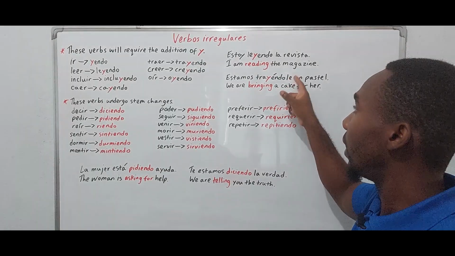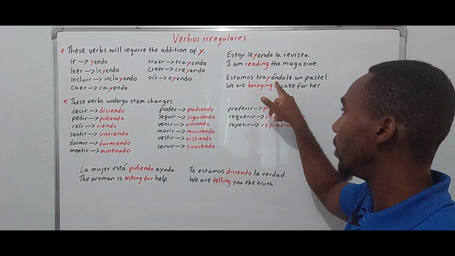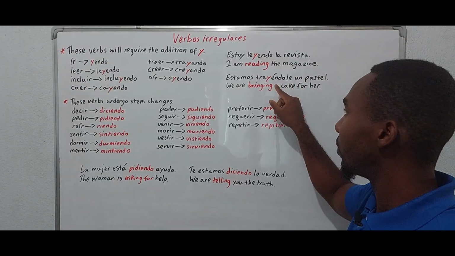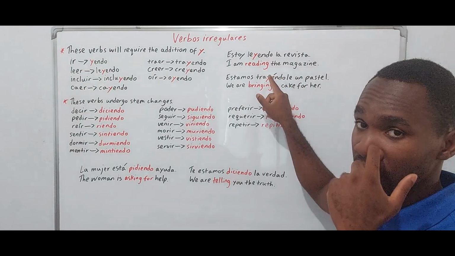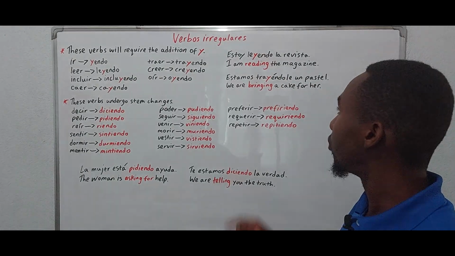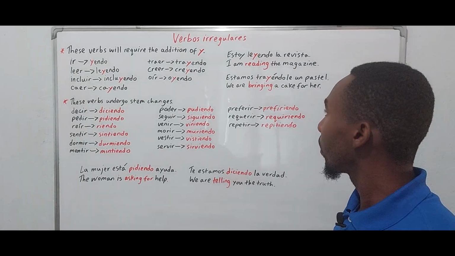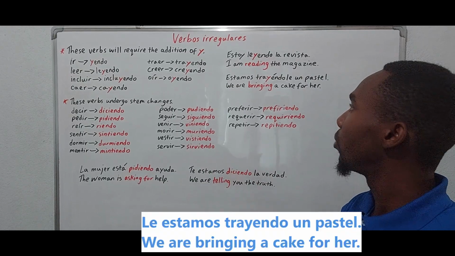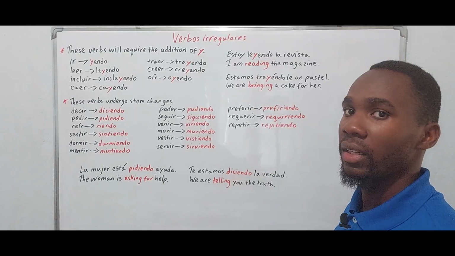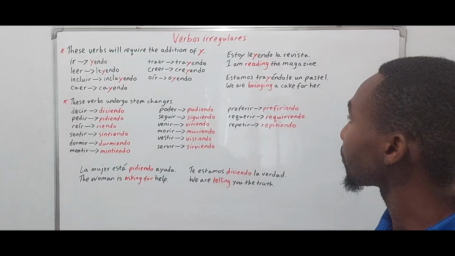And as you see, I attached it to the, not to the infinitive, to the gerund. Once I attach it to the gerund, we have to place a tilde on the third vowel from the end, right? So 1, 2, 3, accent. I could also say, le estamos trayendo un pastel. I could put the indirect object pronoun at the start, all right?